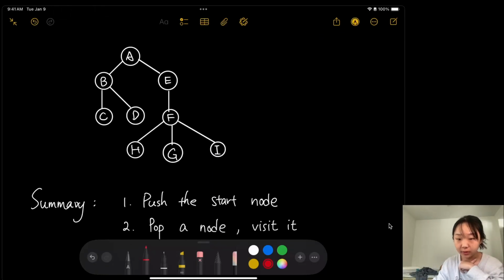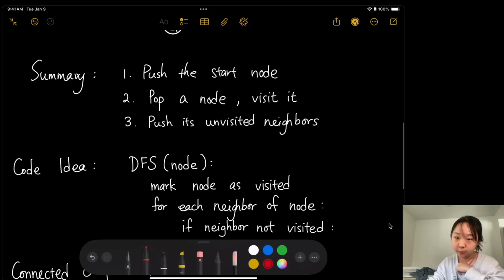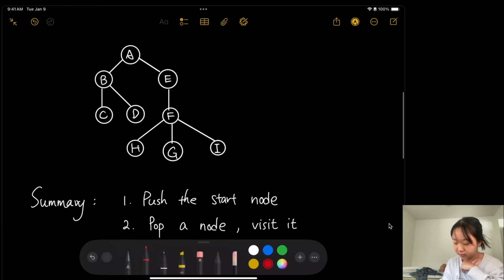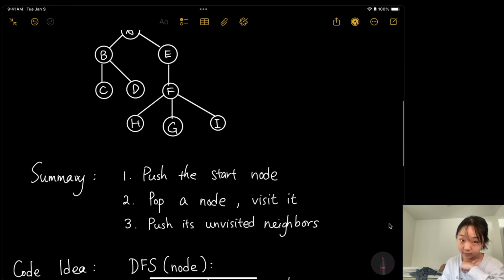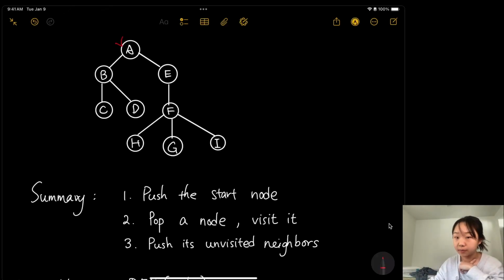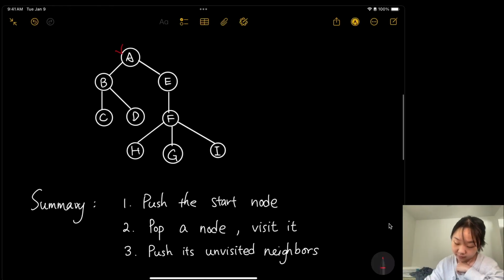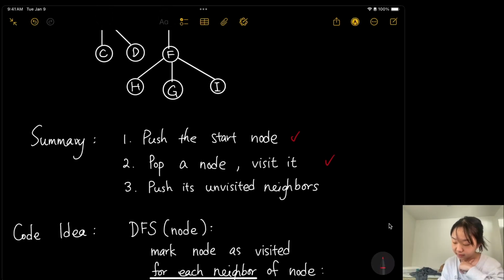And for this one, I will leave you to consider it. It's the same idea. And let's do a summary of what we do in DFS. So as we can see, we push the start node. For example, here A is the start node, let's say, and then pop a node and visit it, which means that you pop the node on the top of the stack and you visit its neighbors. That's what we mean by pop a node and visit it. And we push its unvisited neighbors.